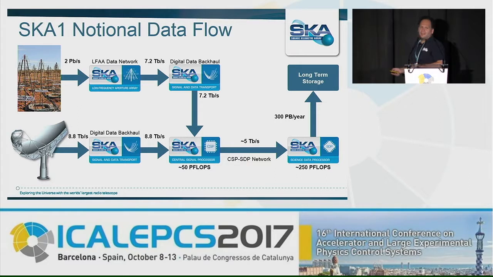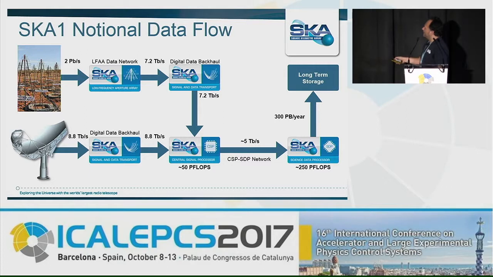This is a notional data flow view of the Square Kilometre Array. In the case of the LOW telescope, we have 2 petabits per second coming from the antennas into what we call the LFAA data network. There it is processed and beamformed, added, so that we get it down to 7.2 terabits per second, going into the signal and data transport digital data backhaul.